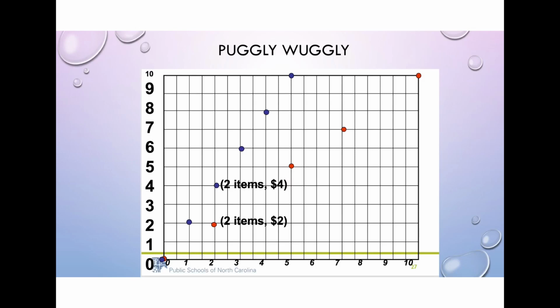Puggly Wuggly was a different scenario. We saw that if I went to Puggly Wuggly and bought 1 item, I spent $2. And if I bought 2 items, I spent $4. So every time I bought an item, I spent $2. Each item at Puggly Wuggly was worth $2, so we came up with an equation that would show that: y equals 2x. Every time I plugged in, say, 1 for x, I got that I spent $2. And if I plugged in 2 items, I would get 4, because it'd be 2 times 2, and I spent $4.